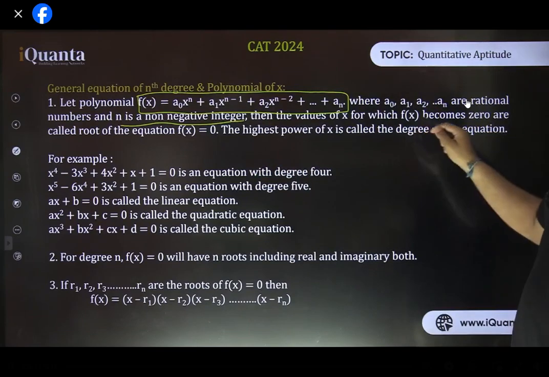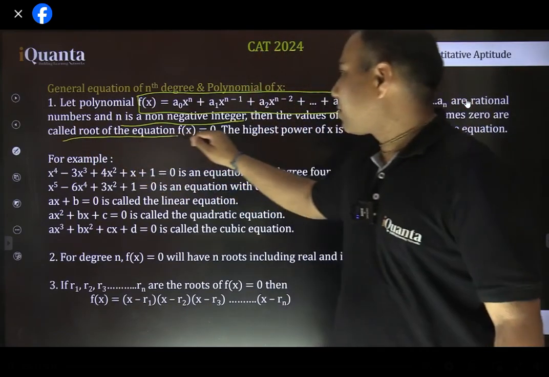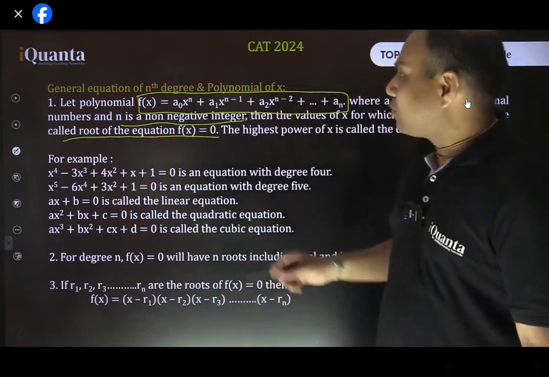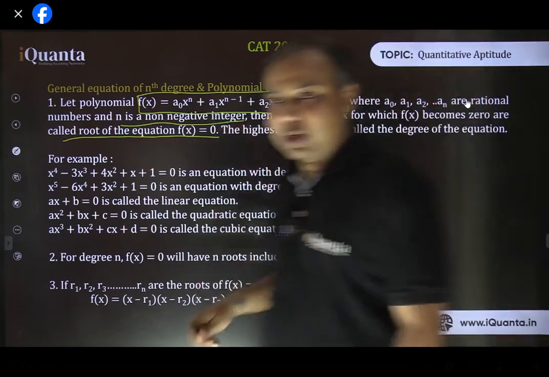Then the values of x for which f(x) becomes 0 are called roots of the equation. Right? So here the root is also going to be identified. So what is the meaning of a root? Root means the value of x which will make this equation equal to 0.